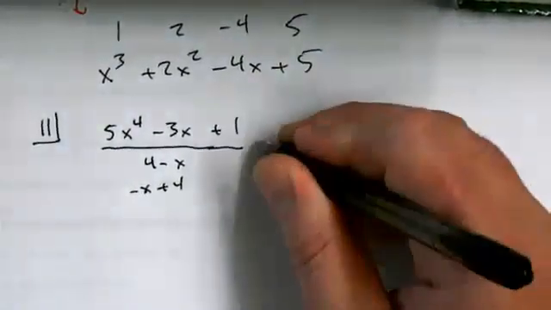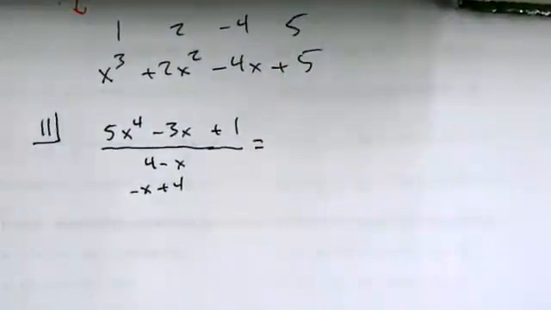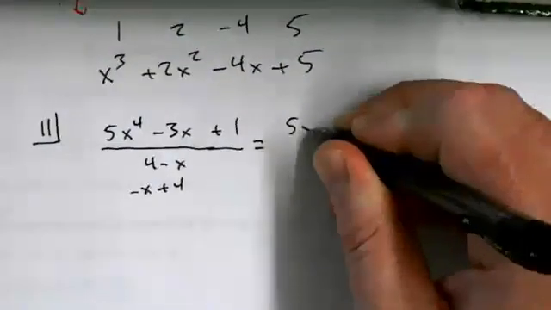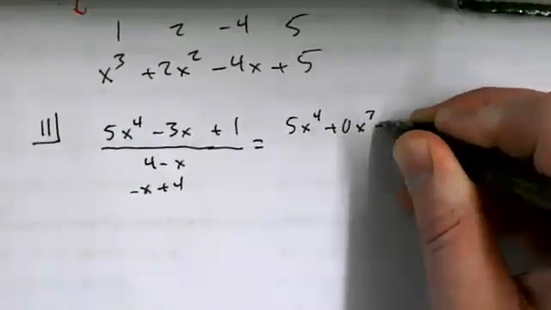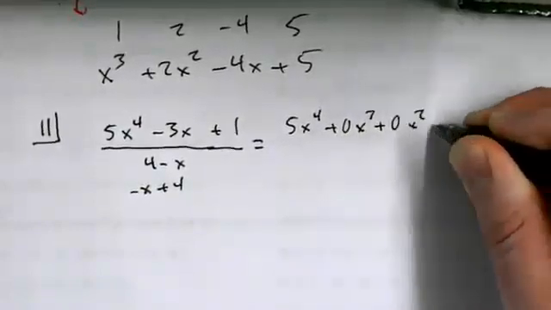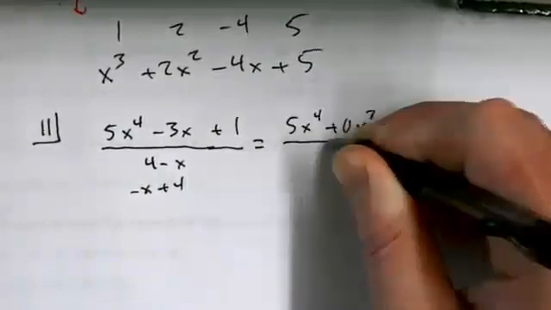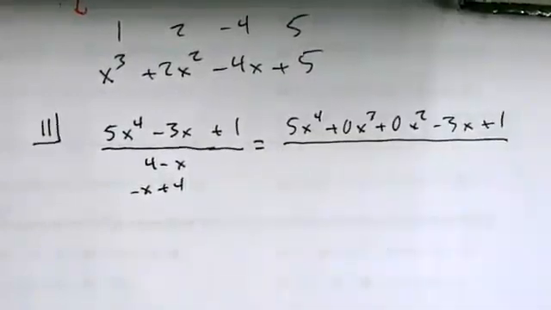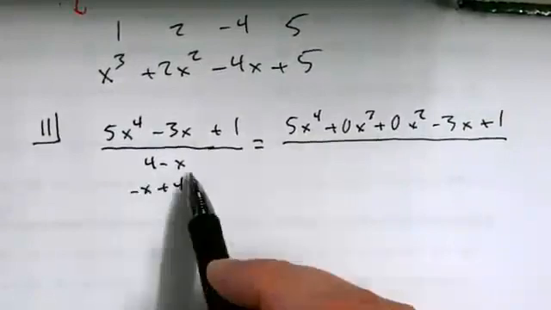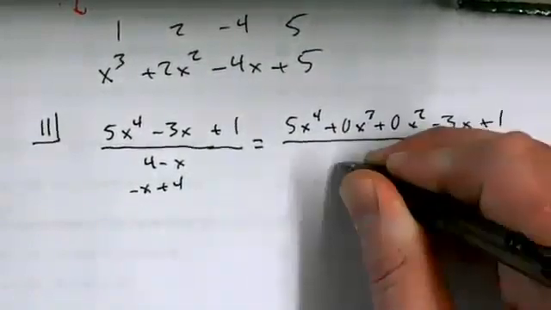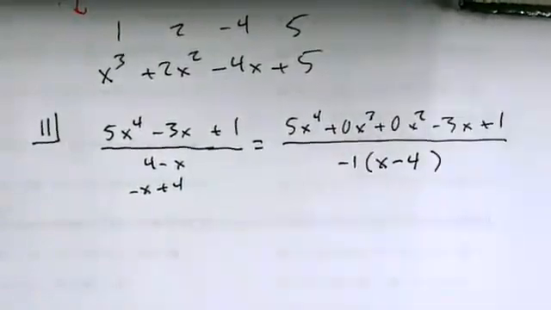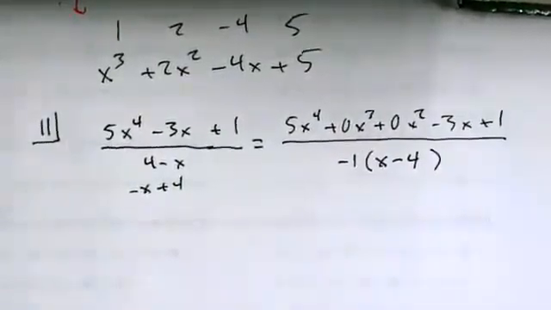Since this is the first time we've seen this, I'm going to rewrite this. This is 5x to the fourth. I'm going to fill in some 0 terms here. Plus 0x to the third plus 0x squared minus 3x plus 1. And instead of 4 minus x, I'm going to divide it by x minus 4 with a negative 1 out in front. That is the same thing as dividing by 4 minus x, isn't it?